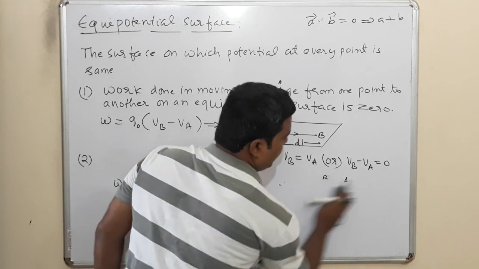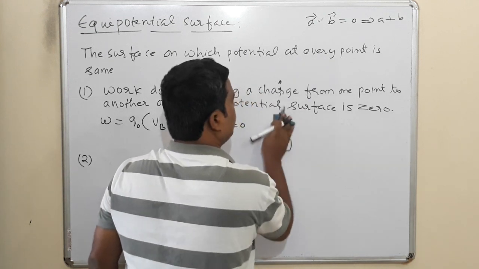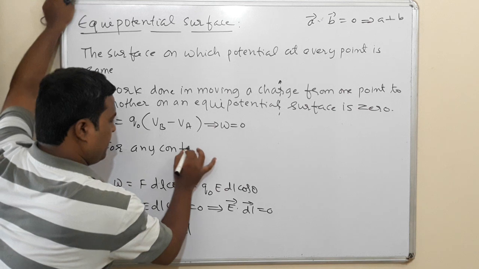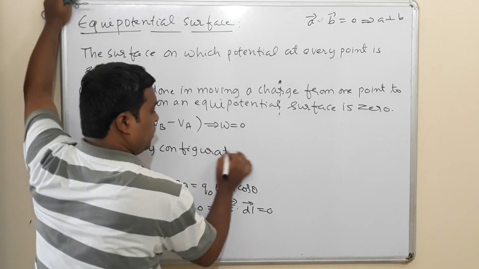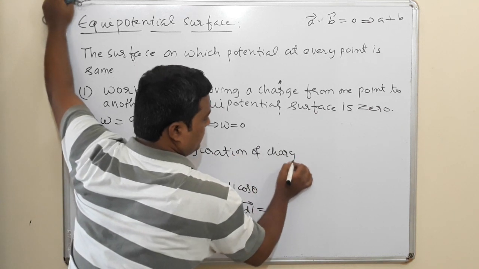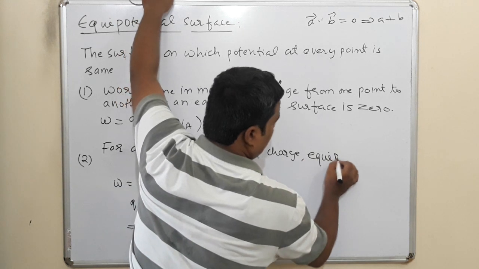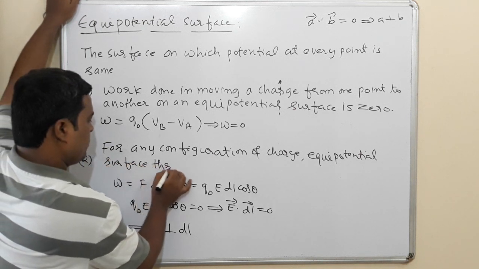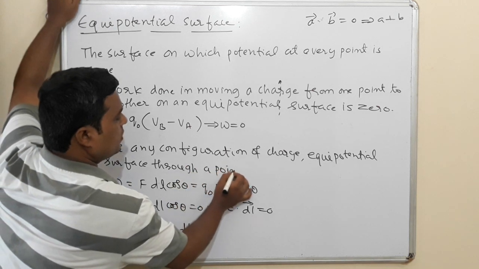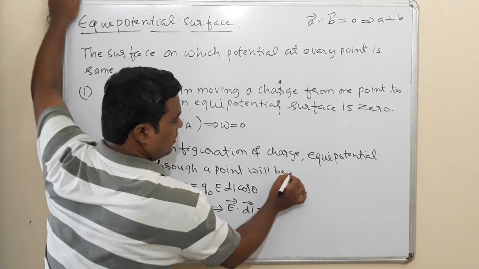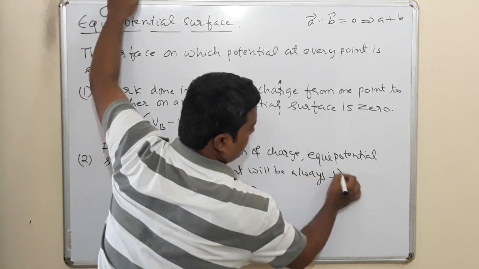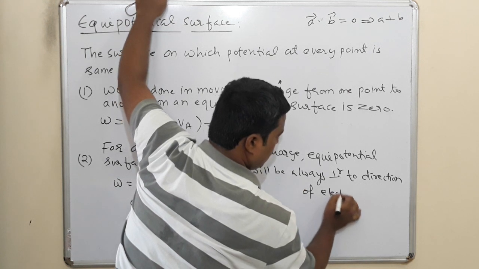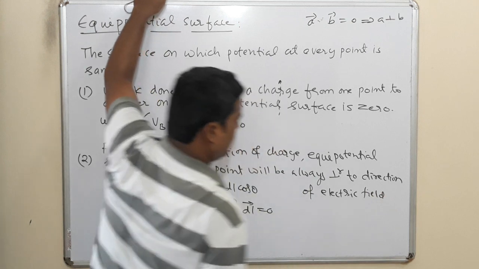From this what we can decide is, for any configuration of charge, it may be a point charge, it may be a system of charges, it may be a dipole, the equipotential surface through a point will always be perpendicular to the direction of the electric field.